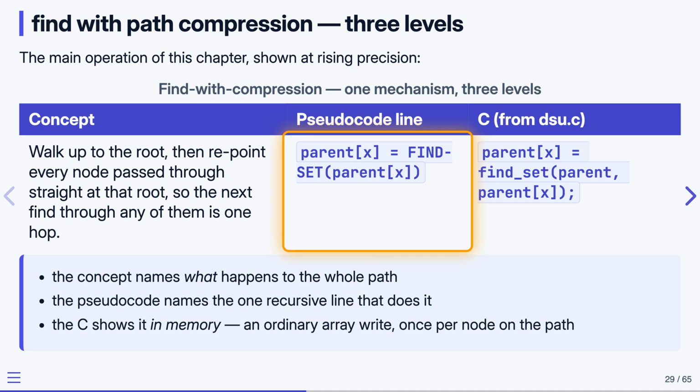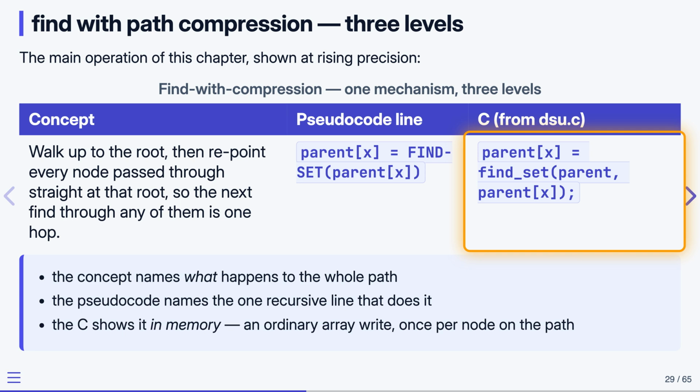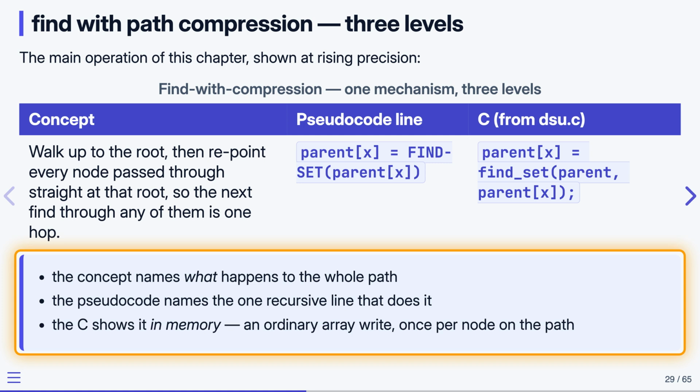The pseudocode names the one recursive line that does it. Parent at x equals findSet of parent at x. The C is the very same line. Parent at x equals findSet of the parent array and parent at x. So the concept says what happens to the whole path. The pseudocode names the single line. The C shows it in memory, an ordinary array write, once per node on the path.